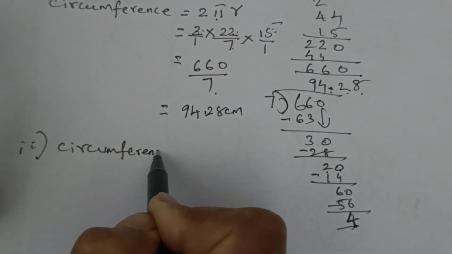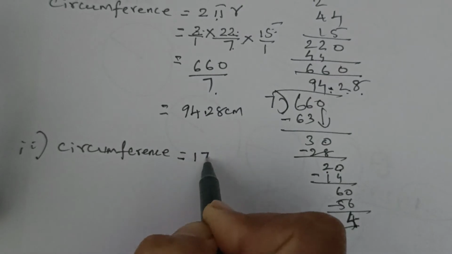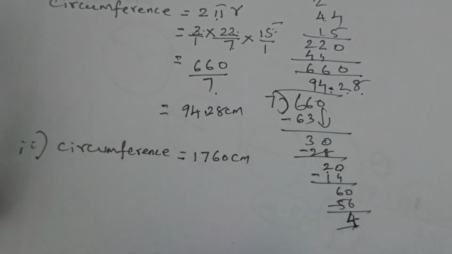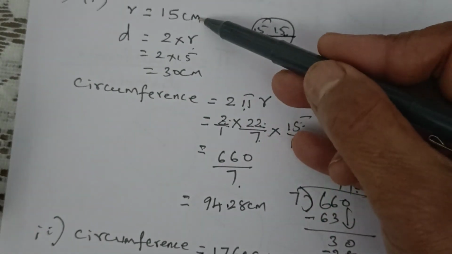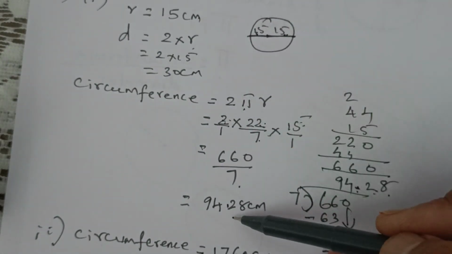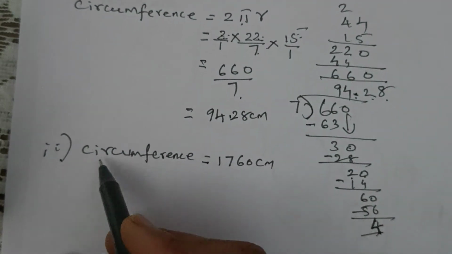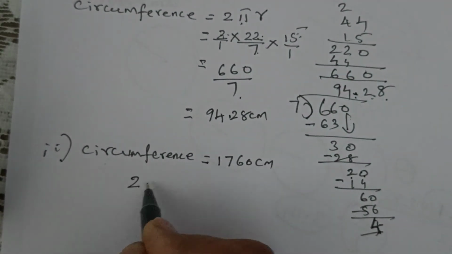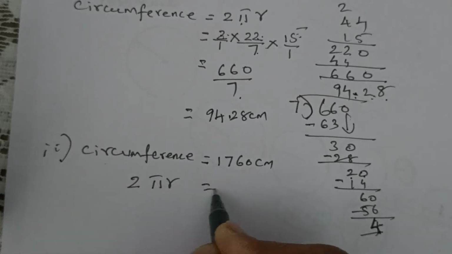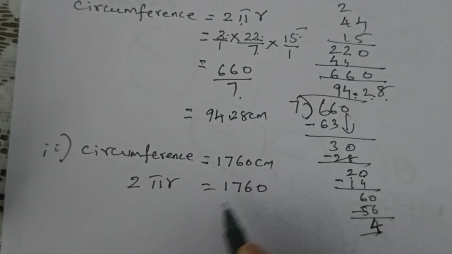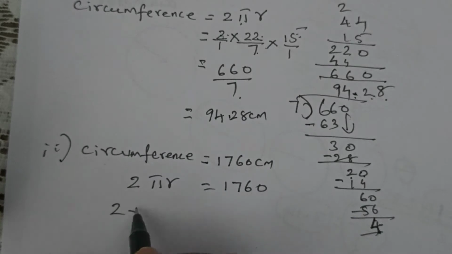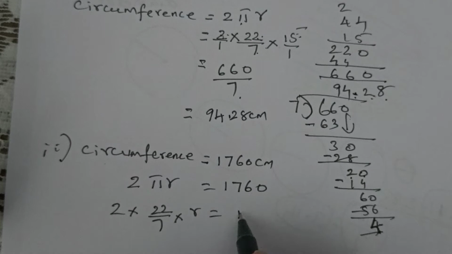And in the table, if we take the second one, we are given the circumference. Circumference is 1760 centimeter. We have to find the radius and diameter. This is the reverse of the problem. Radius was given, we found the circumference. Now circumference is given, we have to find the radius. So what is the formula for circumference? 2 pi r is equal to 1760. 2 into, what is pi? 22 by 7 into r, which we don't know, equal to 1760.